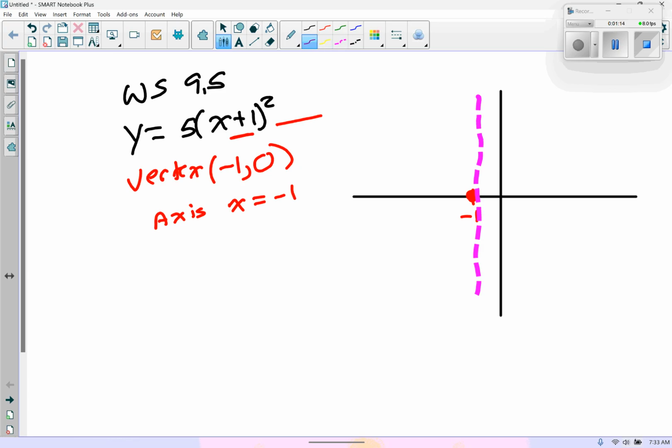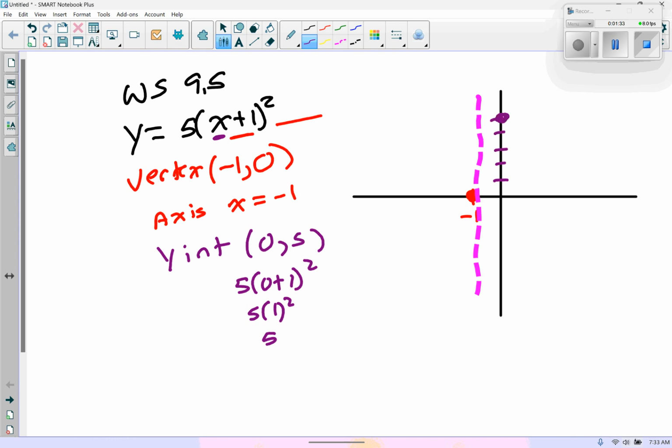Our y-intercept, we need to plug 0 in for our x value. So we'll plug it in there. So I'm going to get 5 times (0 plus 1) quantity squared, which is 5 times 1 quantity squared, which gives me 5. So 0, 5 is up here. And we actually have the x-intercept. There's only one x-intercept. It happens to be the vertex.